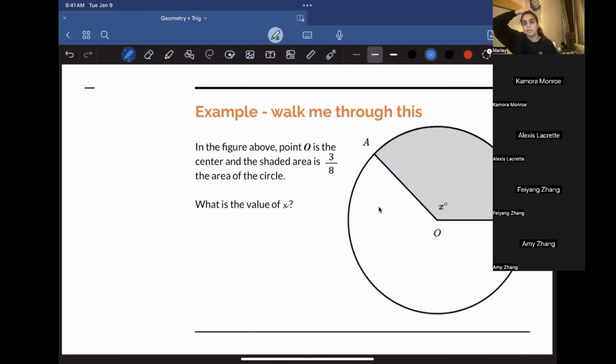Okay, so now we have this figure, point O is the center again, and the shaded area is 3/8 the area of the circle. So what is the value of X?